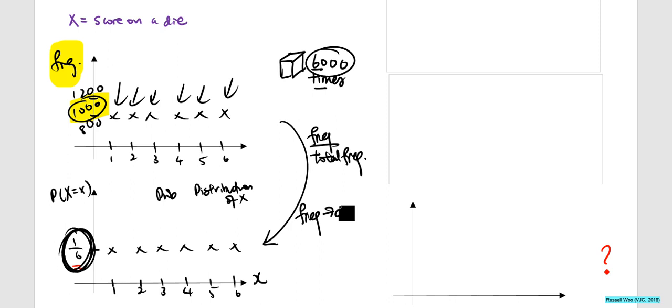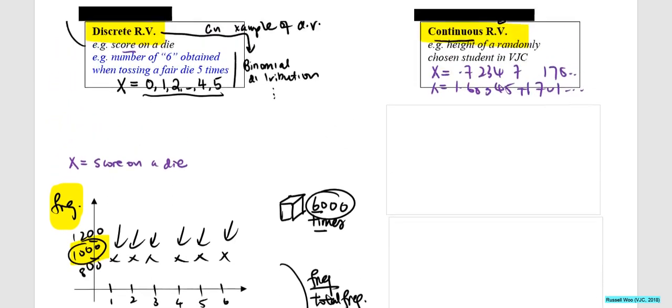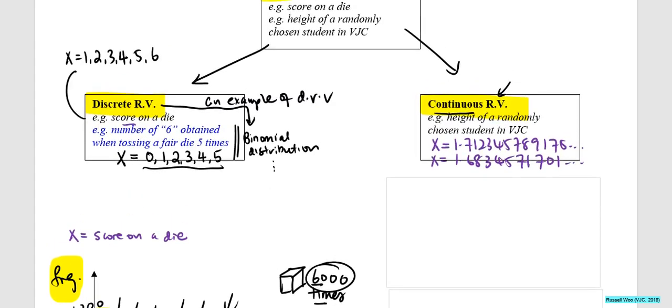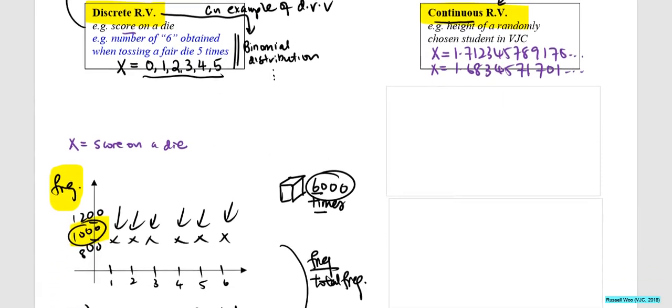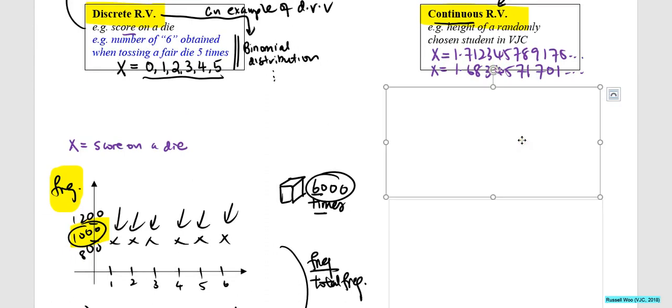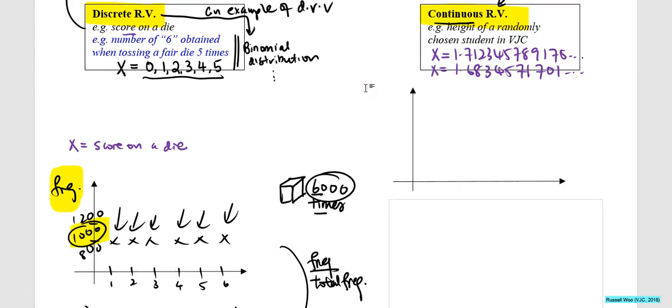Now let's cross over to what we get if you have a continuous random variable. We start off the same way. We think about it. This time, x is the height of a randomly chosen student.